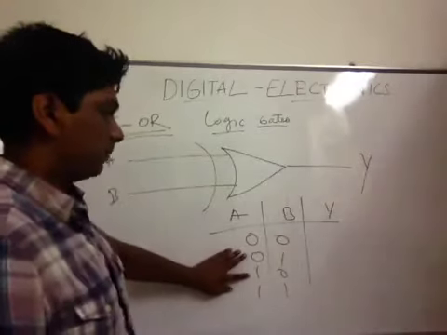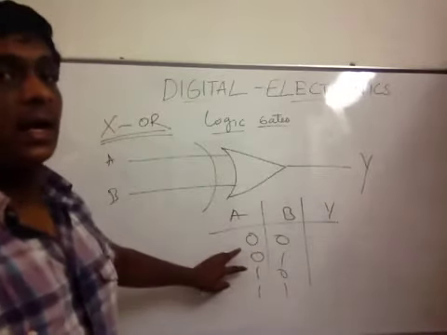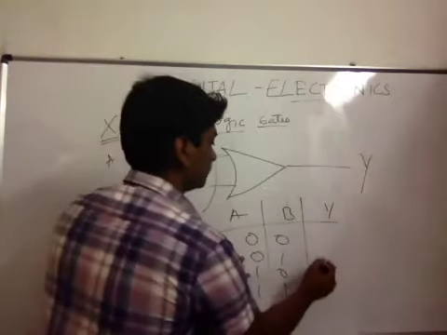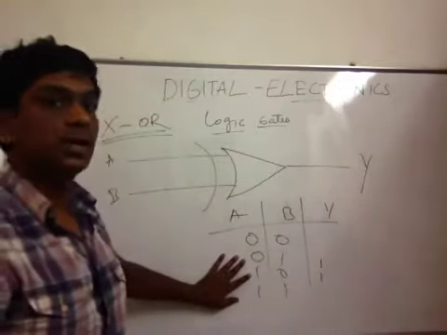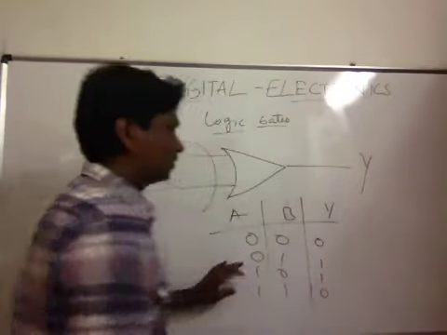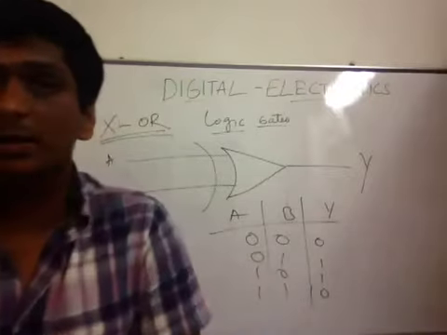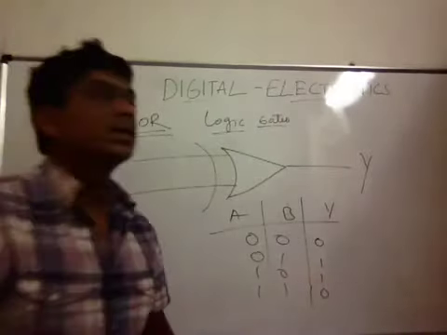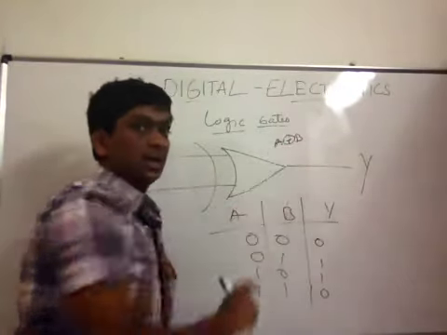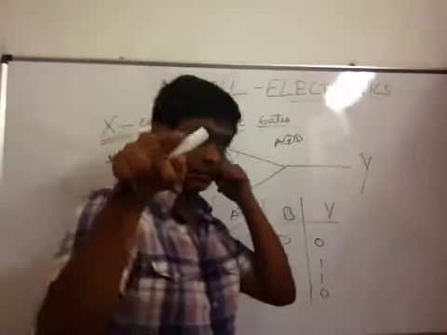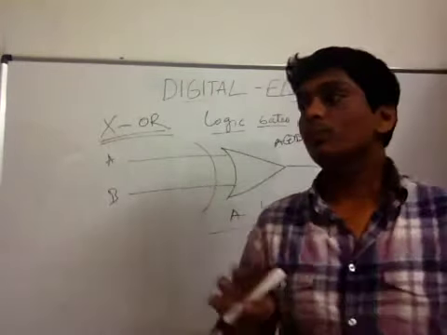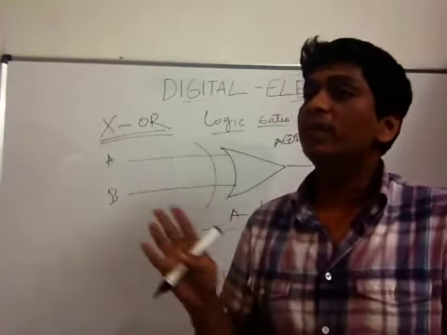The output will be on when only one input is on. If both are on or both are off, output will be off. This is the property of XOR gate. XOR gate is represented by the operation A plus, with a circle around the plus, and then B. This XOR gate is used in half adder circuits.